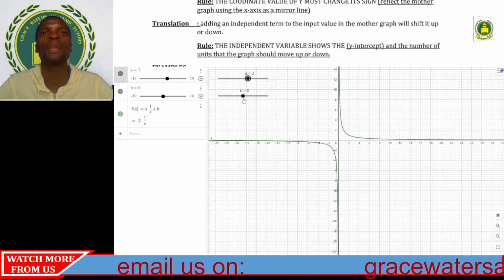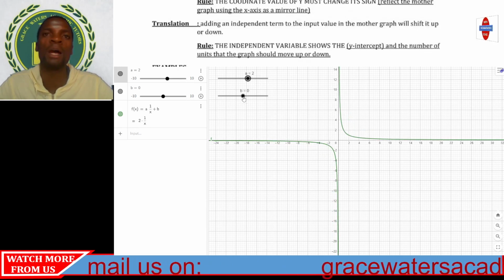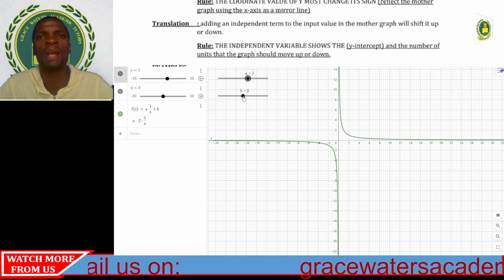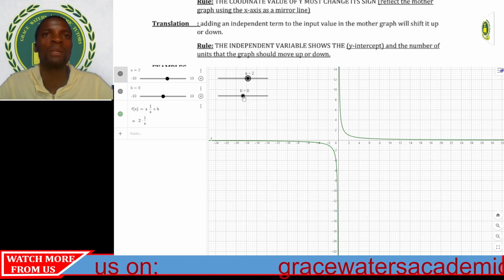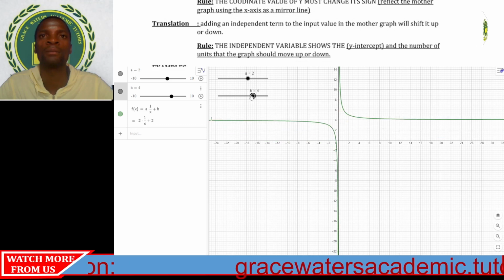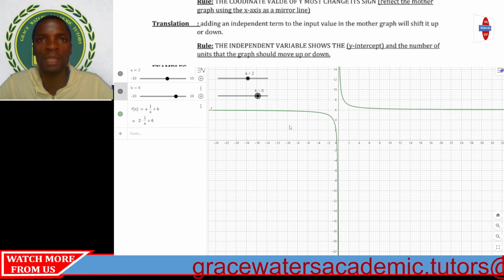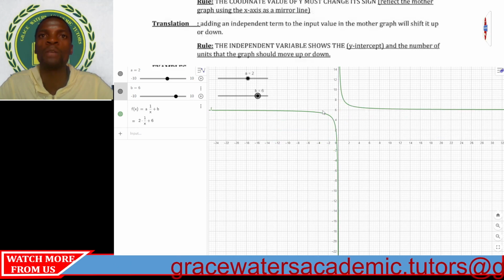Now, let's consider b. What is the effect of b? I want you to notice that when I shift b, the rule is the same. An increase in b will move the graph up. Meaning to say, when the graph is moving up, you need to notice that the asymptote is also moving up.